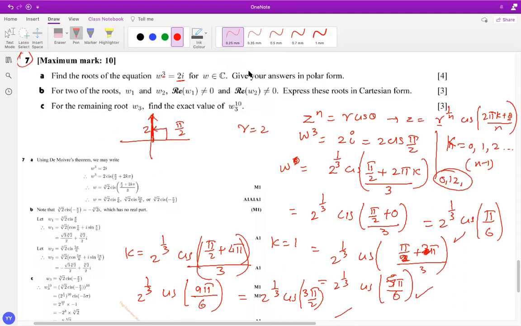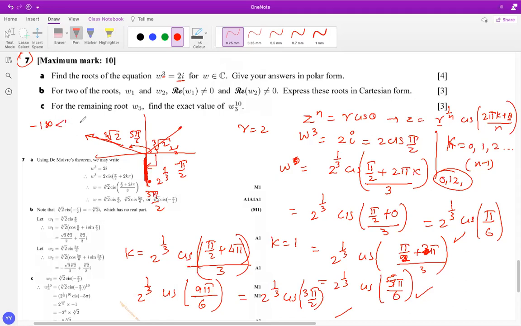If I show them on an Argand diagram, the first root is 2 to the power 1/3 cis pi by 6, where 2 to the power 1/3 is the cube root of 2, with an argument of pi by 6. The second one is at 5 pi by 6, somewhere here, with the same length, cube root of 2. The third one is here, 2 to the power 1/3 cis 3 pi over 2. Or you can say the principal argument will be minus pi over 2, because the argument has to be between minus 180 and 180, or between negative pi and pi.